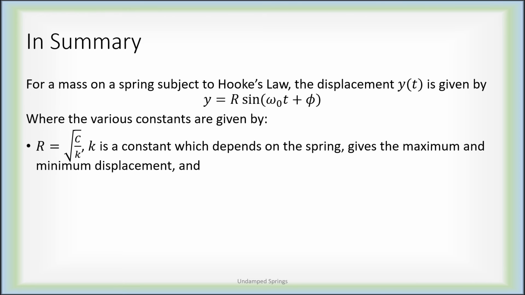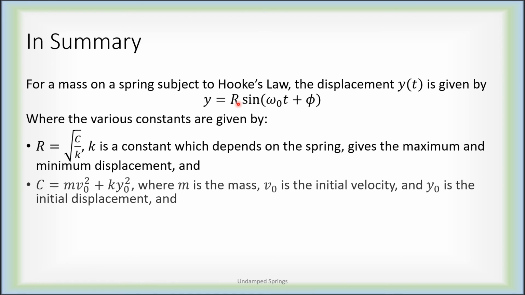Let's take a look at R. It was defined as the square root of c over k. Now k is a spring constant, but also notice in this solution, R is exactly the amplitude of my solution, so it tells me the maximum and minimum displacement. Also, capital C, which appears in R, depended on our initial conditions, our initial velocity, our initial position, and our mass, and the spring constant. This makes sense. Okay, if I start with some velocity or I start at a great big height, that will change the amplitude of the oscillation.